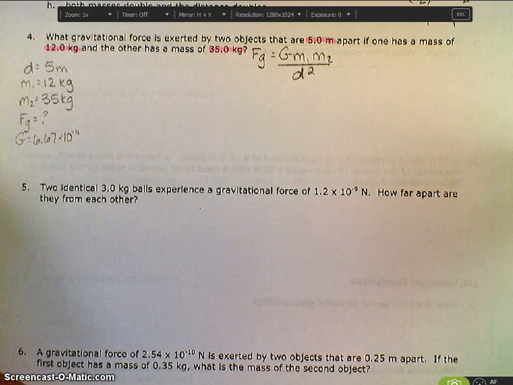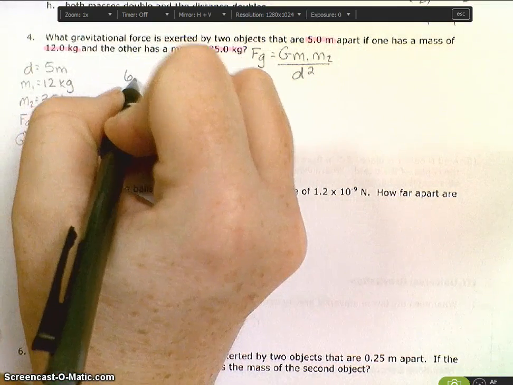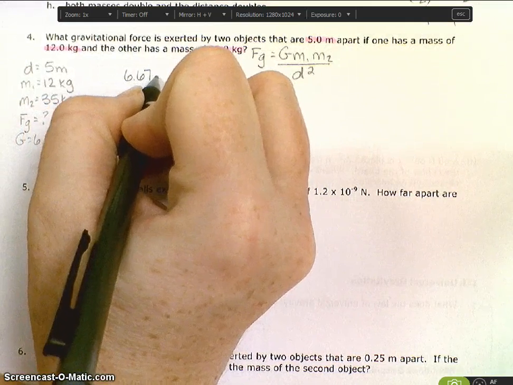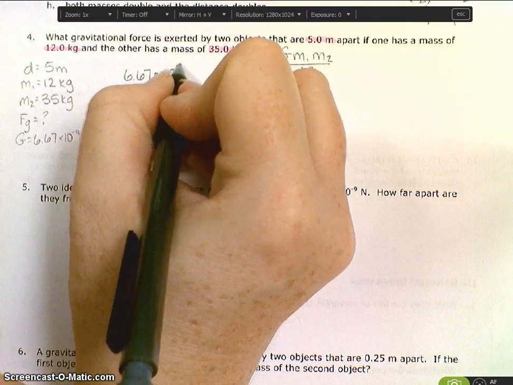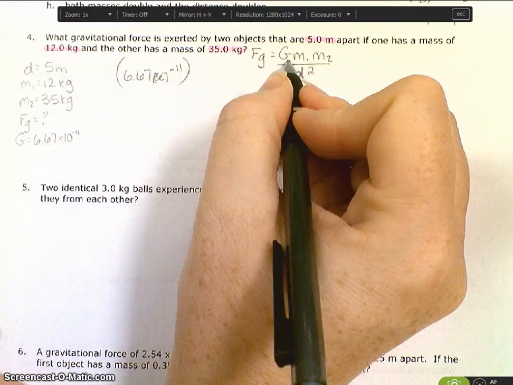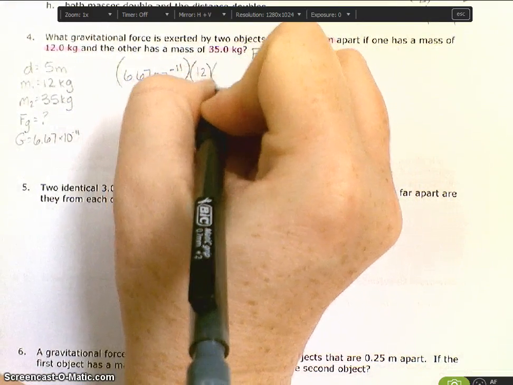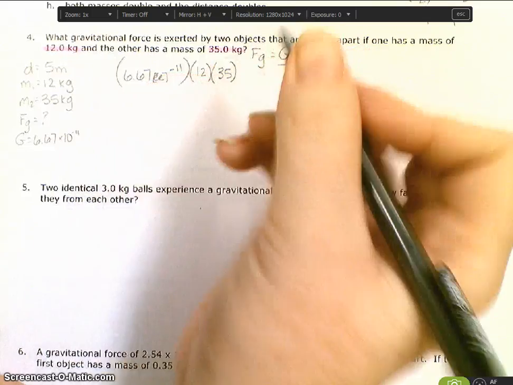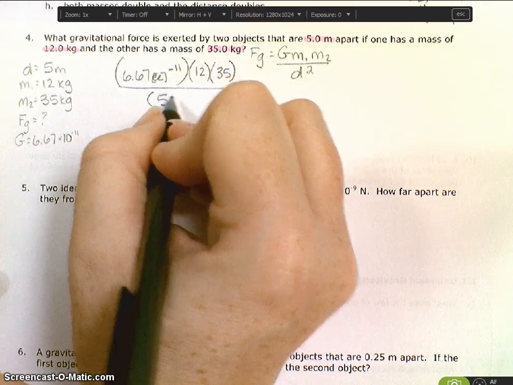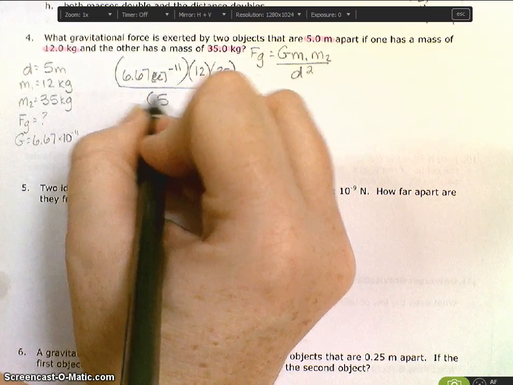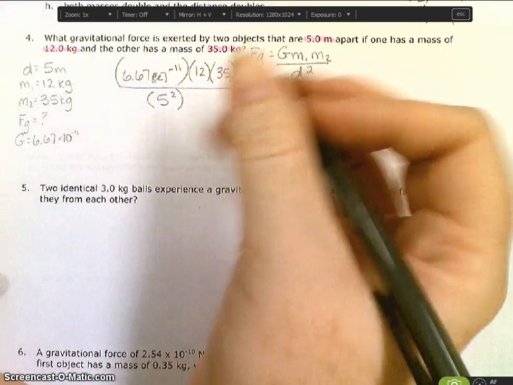Okay, so if I look at all of these, I plug them in. So I'm going to start with my 6.67, hit that EE button to the negative 11th. That's my big G. Now times M1, 12, times M2, 35. All of that is going to be divided by D squared. D is 5 meters, that's what I was looking at, squared.